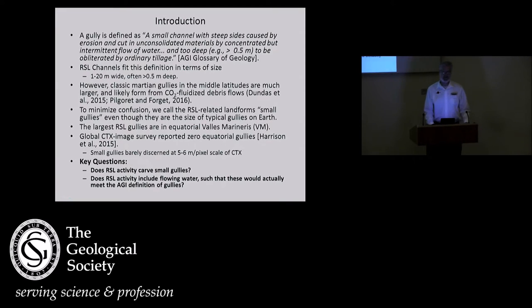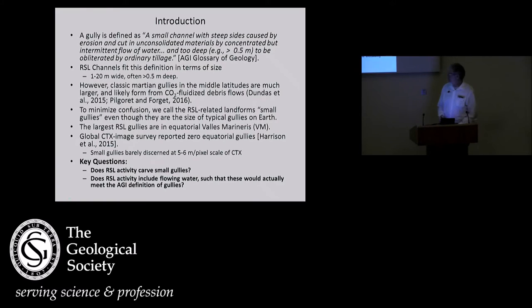So I looked up a definition of gully in the AGI dictionary. It's a little different than what we discussed yesterday: too big to remove with ordinary tillage, so it's an agricultural definition. And it assumes concentrated, intermittent flow of water. In any event, the RSL-related channels fit this definition in terms of size. They're often 1 to 20 meters wide and greater than about half a meter deep, which is about what you can't obliterate with tillage. Actually 40 years ago, I worked in the Peace Corps in Guatemala on preventing gully erosion, so I've always had a funny attitude towards gullies being good things on Mars. They were bad things in agriculture.